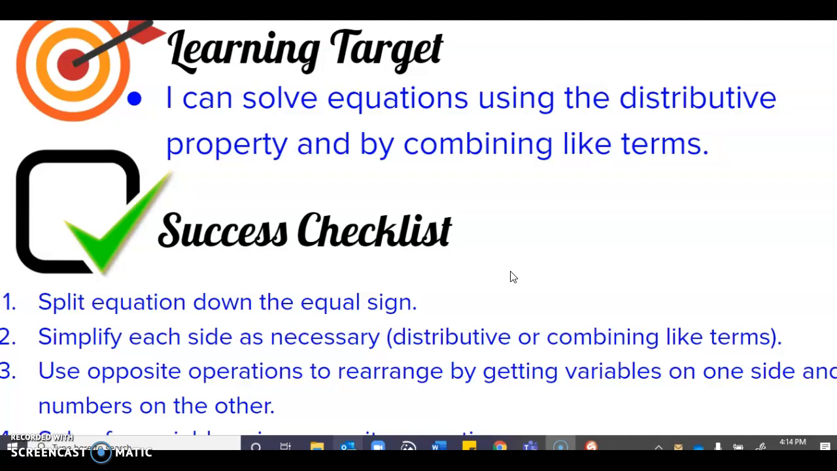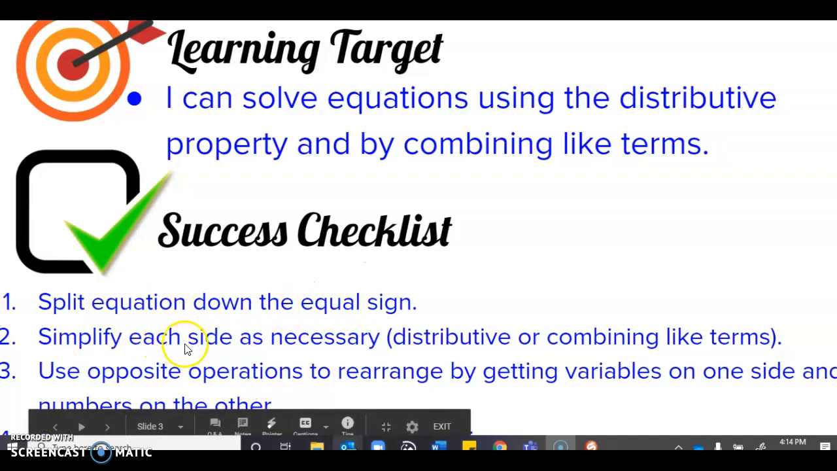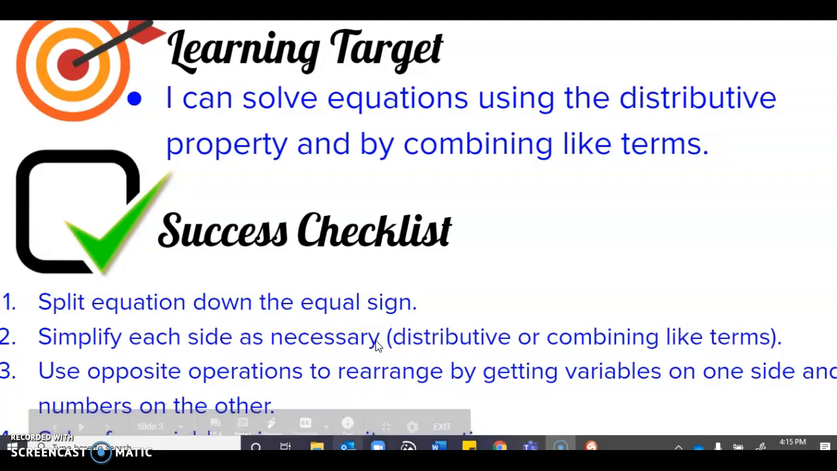Our success checklist, or the steps that we need to follow for mostly every problem, are as follows. We should be splitting our equation down the equal sign. We should simplify each side as necessary. After we split up our problem and we're given a left side and a right side, we need to be simplifying by distributing or combining like terms before we start rearranging our problem.